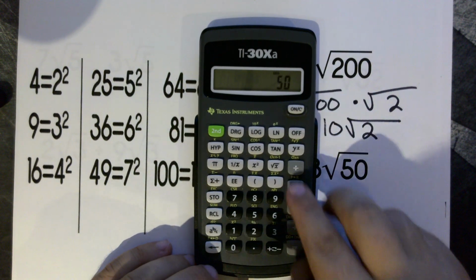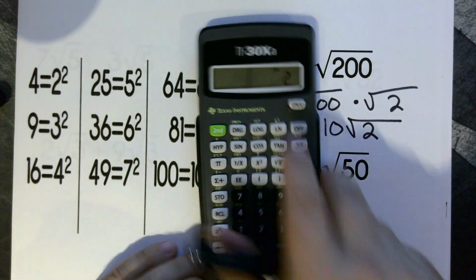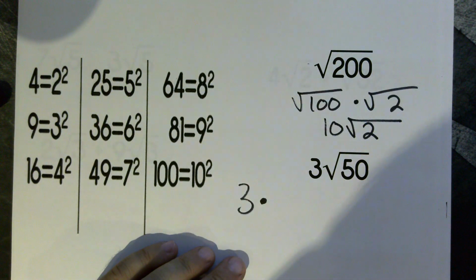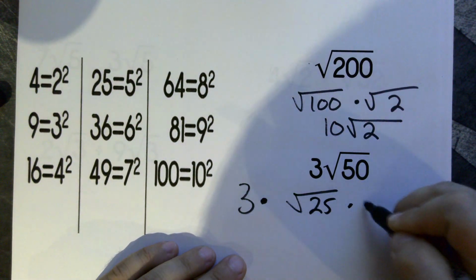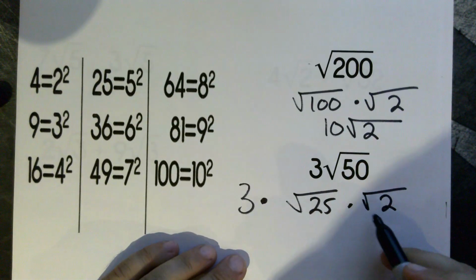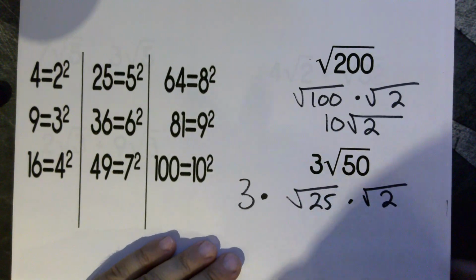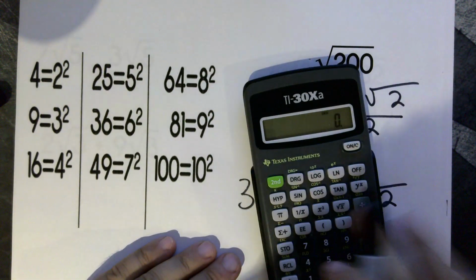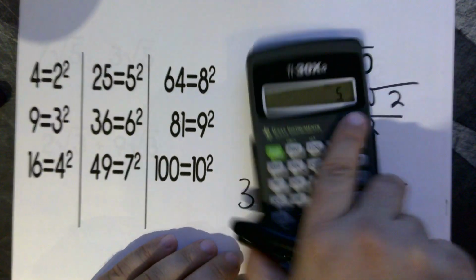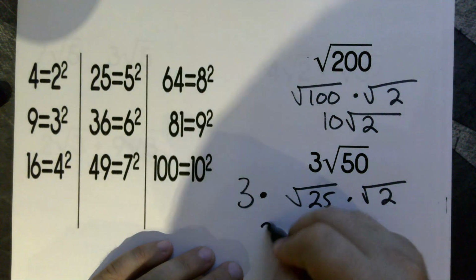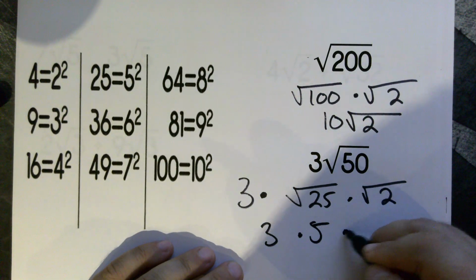50 divided by 25 is 2. So it does work. We're going to pull out a 25. So the square root of 25 times the square root of 2 makes the square root of 50. And the square root of 25 is 5. And just to verify this, if you don't know how to do that, do 25 and hit the square root sign. So 5. So this is 3 times the square root of 25 is 5 times the square root of 2.